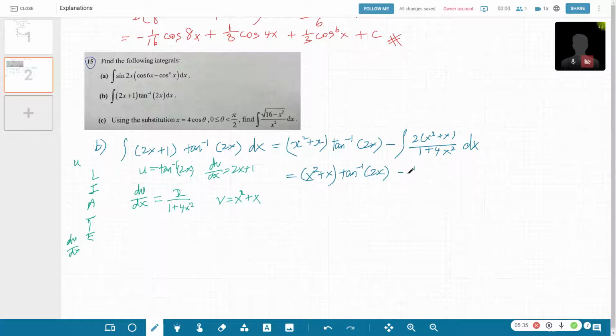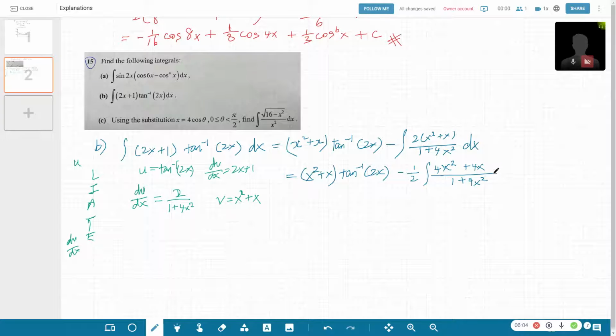What happens is I can take negative 1/4, negative half. I put a half outside, so I get 4x squared plus 4x over 1 plus 4x squared. So what I'm doing here is actually doing a quick division, not really partial fractions, but just simplifying the fraction.